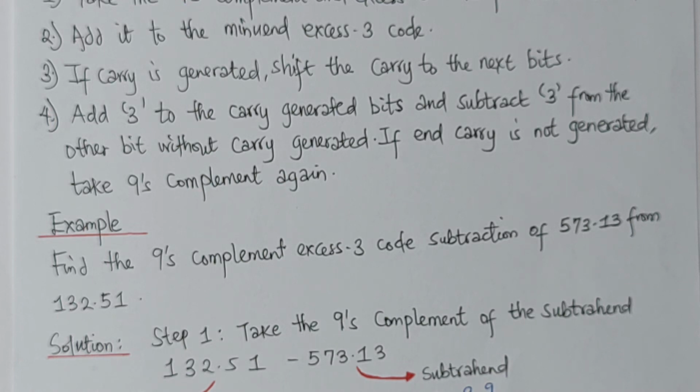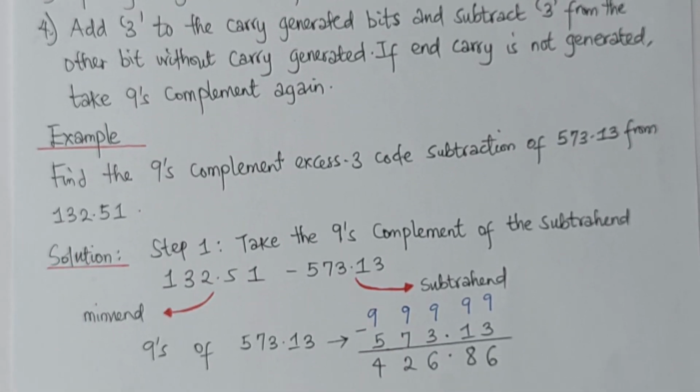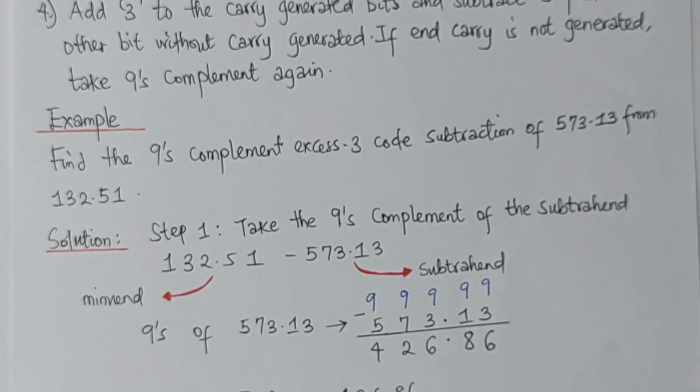To that, we're going to look at the 9's complement of the subtrahend, and based on the number of digits, we are going to spread that out. So we have 5 digits. It means we are going to put up 5 nines. So 9 minus 5 will be 4, 9 minus 7 will be 2, 9 minus 3 will be 6, 9 minus 1 will be 8, 9 minus 3 will be 6, giving 426.86.